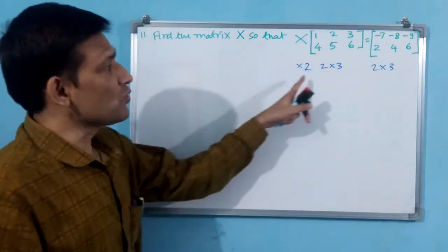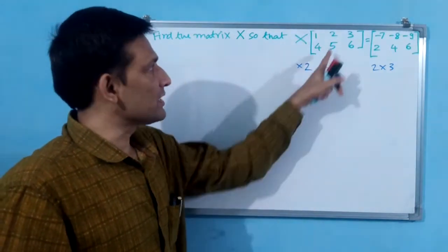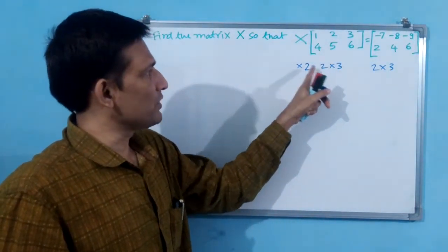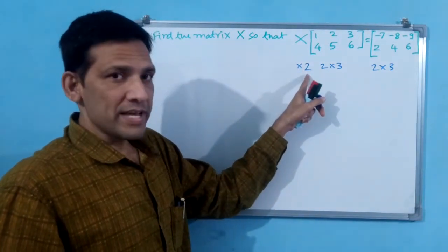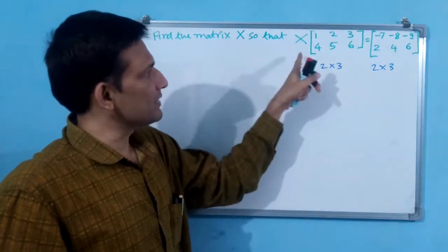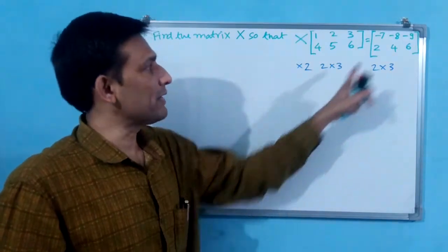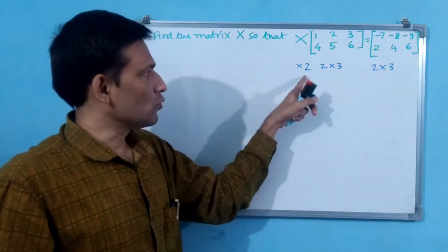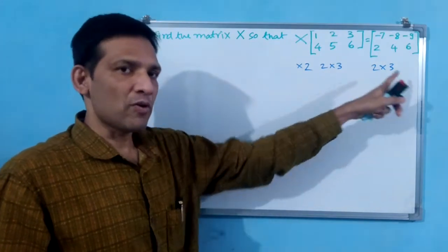Here it should be 2. Why? Because see, these columns and these rows should match. Then only it will happen. That means 2 by 2. Sorry, 2 is there here in column. 2 columns are there, then 2 rows are there. Then we can do the calculation. Okay, but 2 by 2 matched. Sorry, 2 columns and rows matched. That is why we have done multiplication.